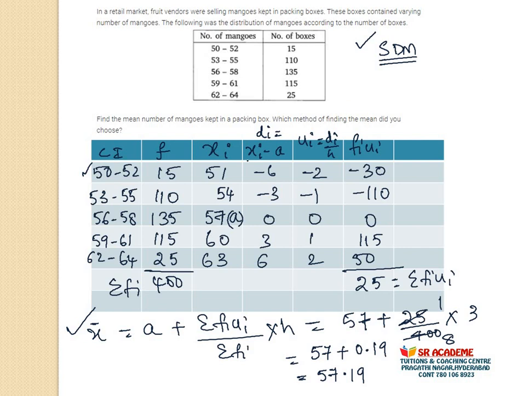Very easy, because if you can see here, if you want to do direct method, what should I do? 15 into 51, 1 into 54, and solving these will take half your time in the exam. But here what did we do? Simply I am converting these values and getting further simplified values, and as a result I am getting as low values as possible in my fi ui.